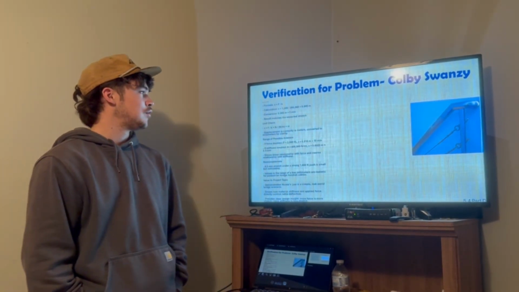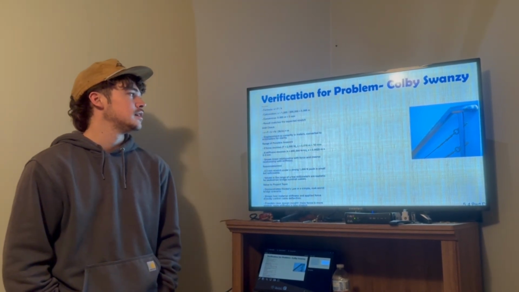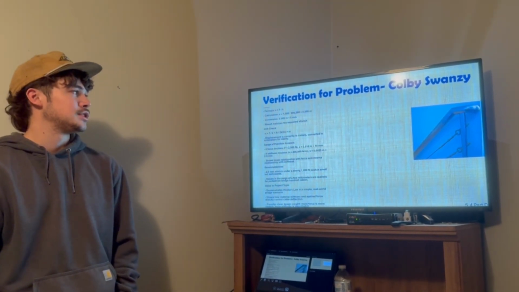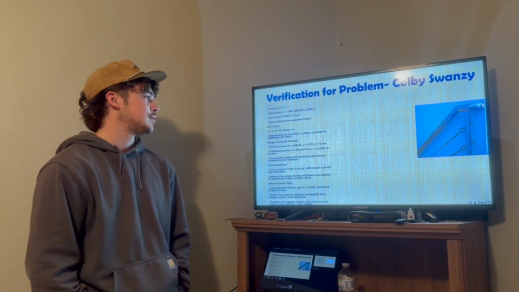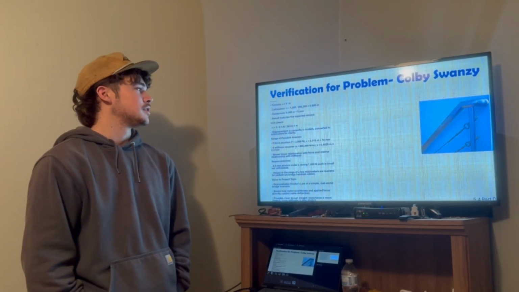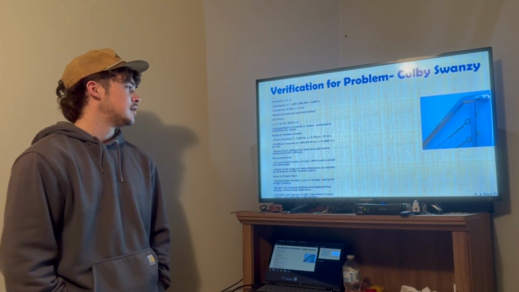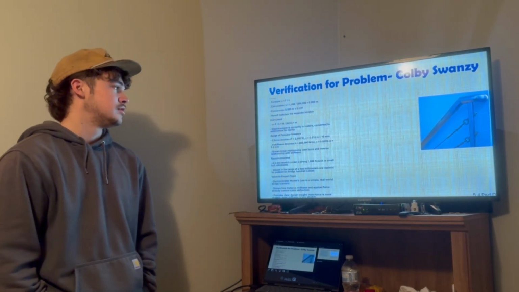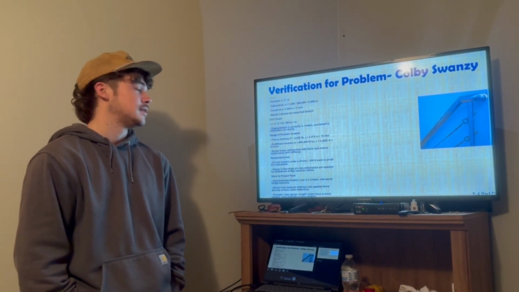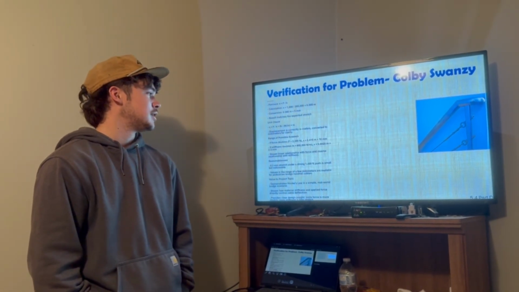Verification for the problem. Formula: X equals F/K. Calculation: X equals 1,000 / 200,000 equals 0.005 m. Conversion: 0.005 m equals 5 millimeters. The result matches the expected stretch. The unit check: X equals F/K, so N over N/m equals m. Displacement is correctly in meters, converted to millimeters for clarity.